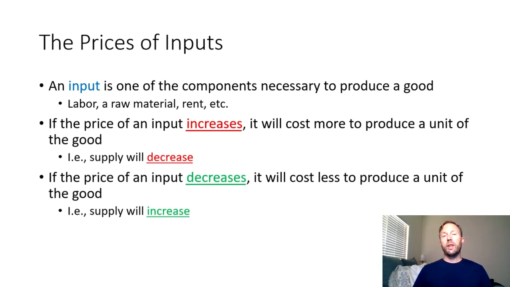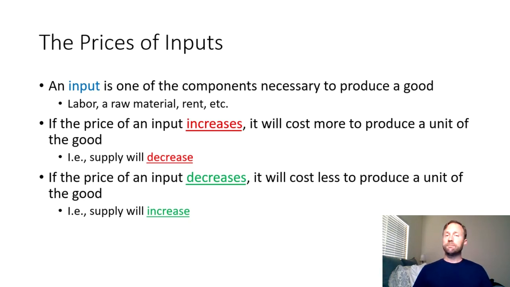But if the price of one of the inputs goes up so that now it costs you, I don't know, $3, well, now you're not going to be willing to sell for those $2 anymore. You would now require a price of $3 before you're willing to produce that unit. So you're going to have a decrease in the supply curve, right? The supply will shift up and to the left.